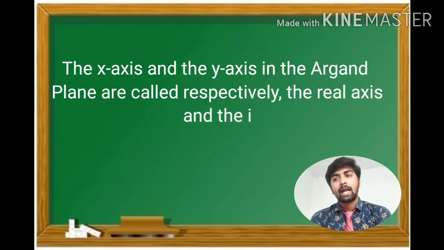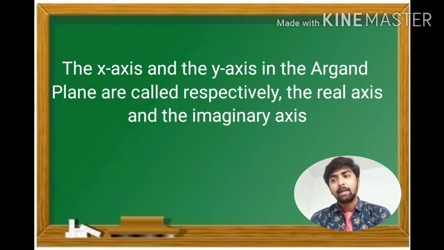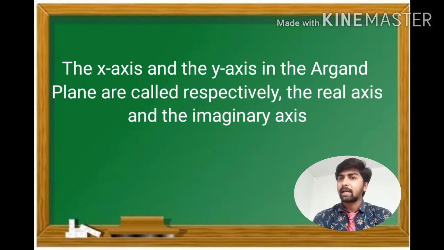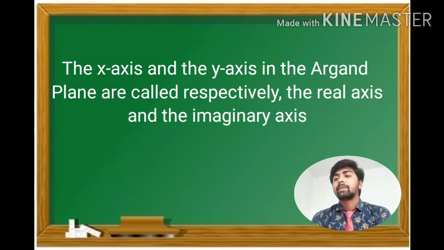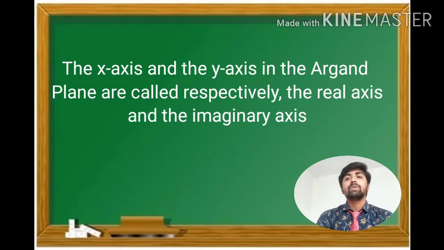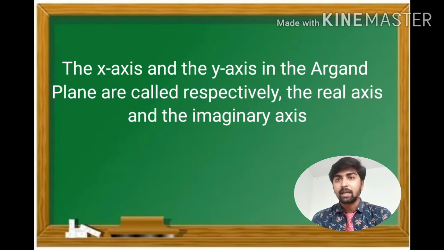The x-axis and y-axis in the Argand plane are called respectively the real axis and the imaginary axis. Means x-axis is called real axis because we represent purely real numbers on x-axis, that is the real part of a complex number. Y-axis is called imaginary axis. Why? Because we represent purely imaginary numbers on y-axis, that is the imaginary part of a complex number is represented by y-axis.